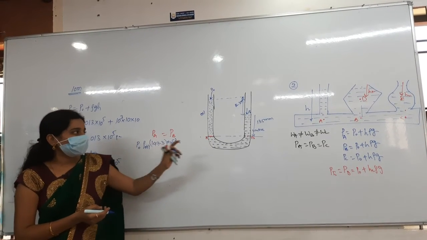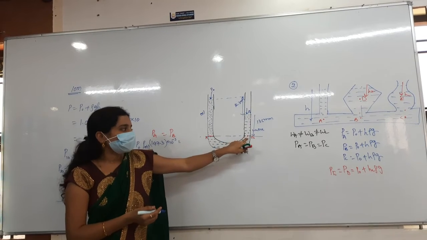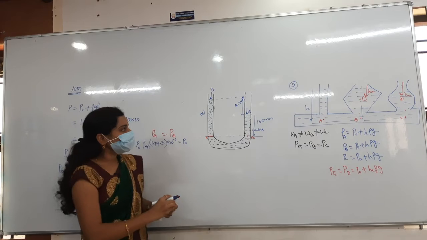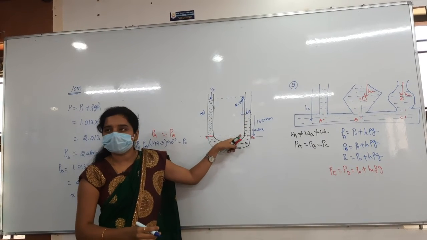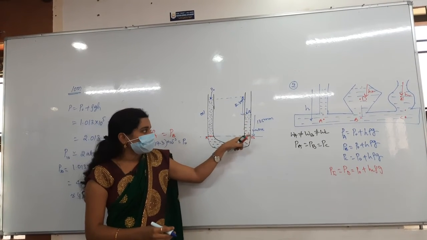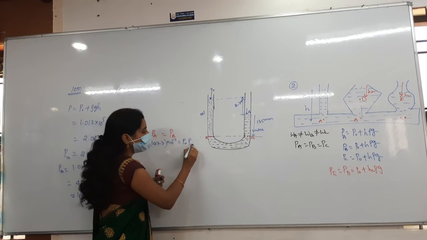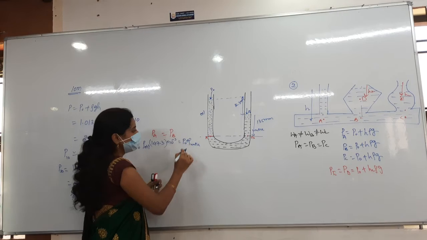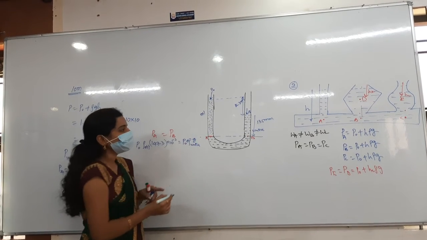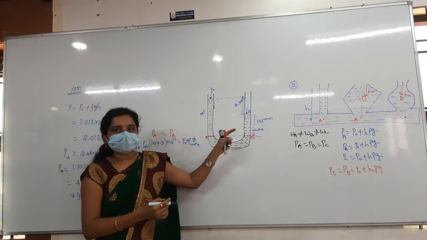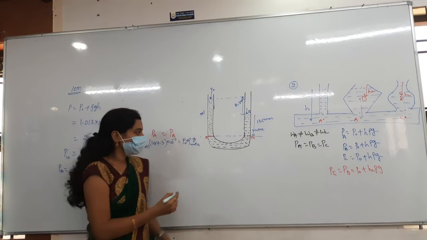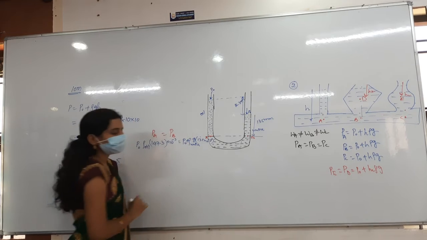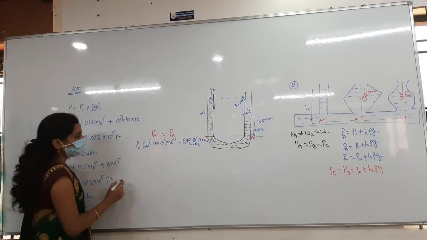Then pressure at point B. At this point, the pressure will be how much? P naught plus. Again atmospheric pressure is there. See that water is there from only here to here. So P naught plus rho of water into g into height. How much is the height of the water column here? Only 135 mm. So 135 into 10 power minus 3. Correct? Then find out the rho of the oil.